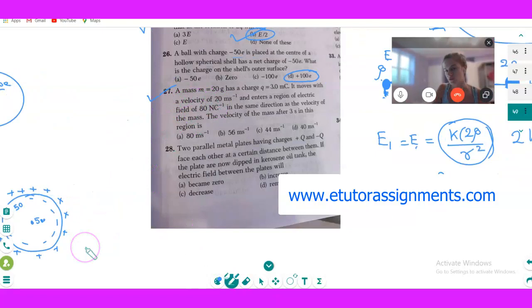So when there's a hollow sphere, it's always like this. For example, if you have positive charge inside, the charge created outside is negative.